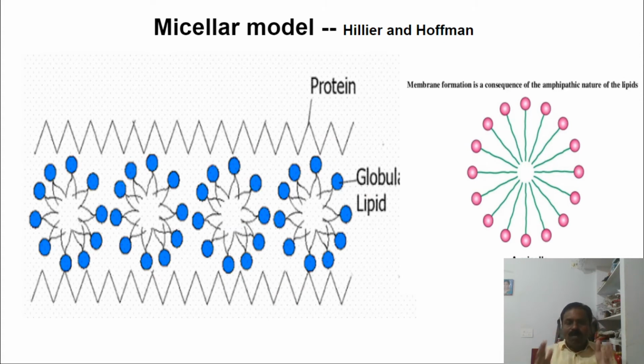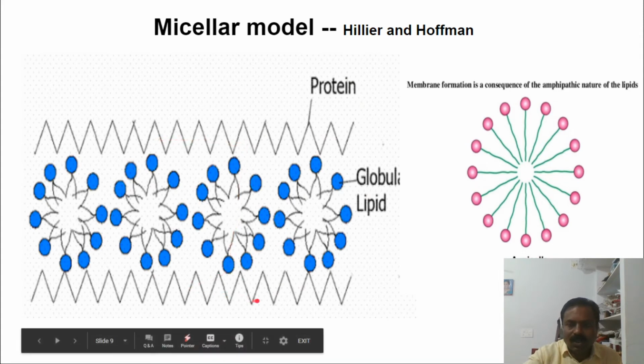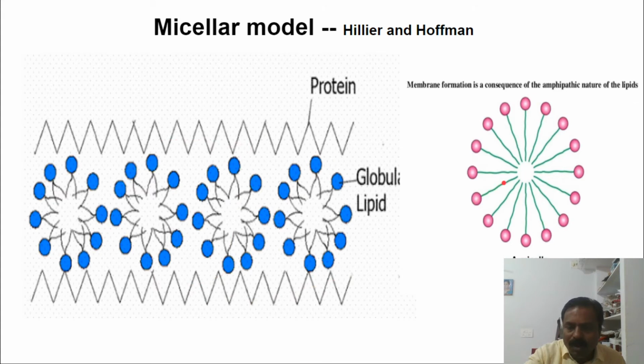According to this model, the plasma membrane is formed by globular units called micelles. Like this is one micelle, and this is one micelle, and this is one micelle. So with these micelles, the plasma membrane is formed. The unit of the plasma membrane is the micelle, and on either side of this micelle, protein molecules are present. This micelle is formed with phospholipid molecules.